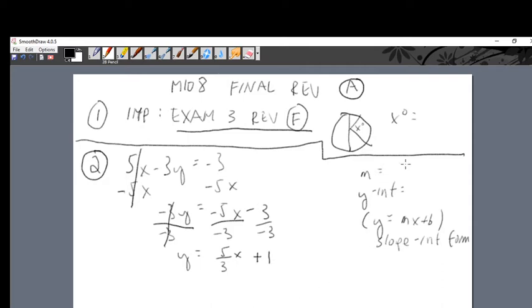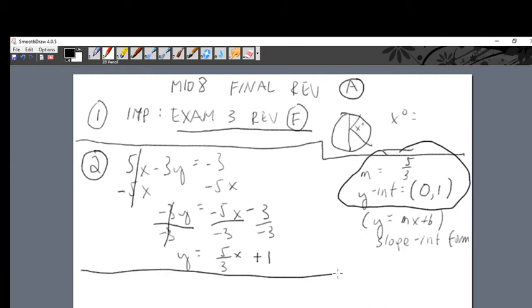What's my answer to the question? Well, here comes the slope. It's 5/3. And here comes the y-intercept. It's (0, 1). The x coordinate will always be 0 when you're talking about the y-intercept. So here are my two answers. Okay, problem number 2 is done. That's what they wanted.